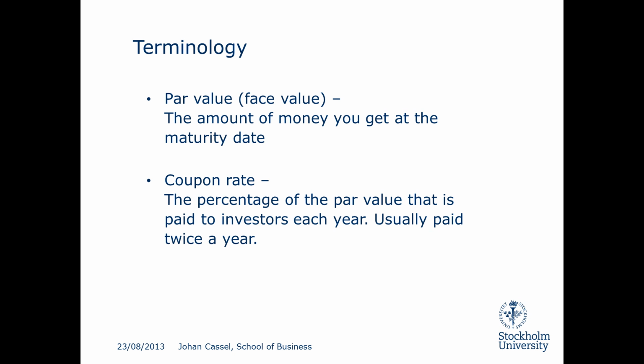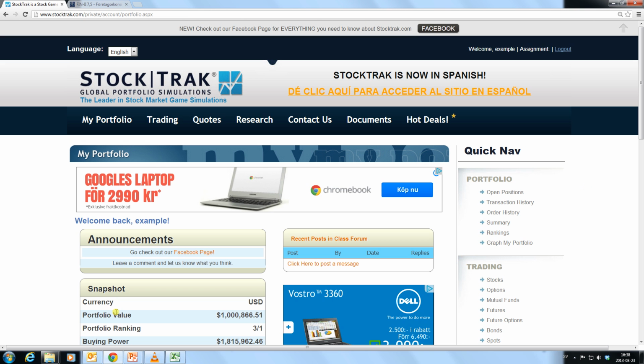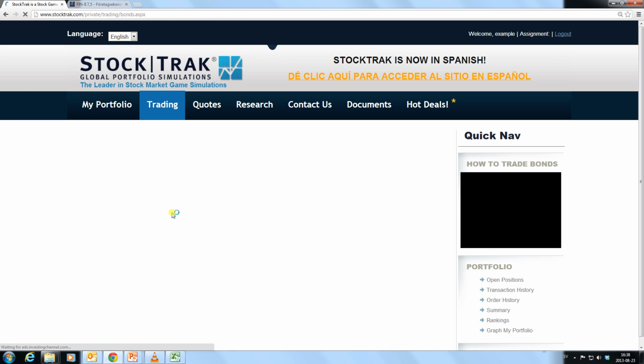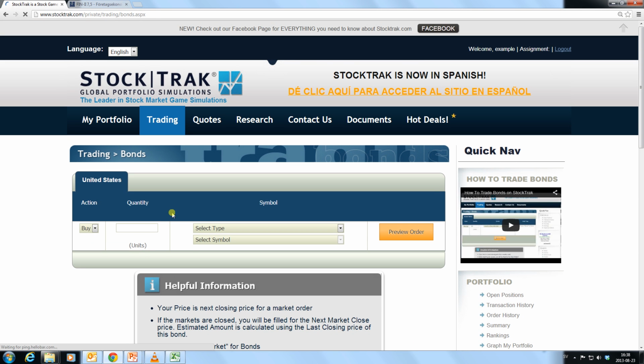Okay, so if we go to StockTrak now, from the main page you go to trading and then you choose bonds. When you trade bonds, it's slightly different from when you trade stocks. First of all, you only have two actions. You can either buy a bond or you can sell a bond that you own.